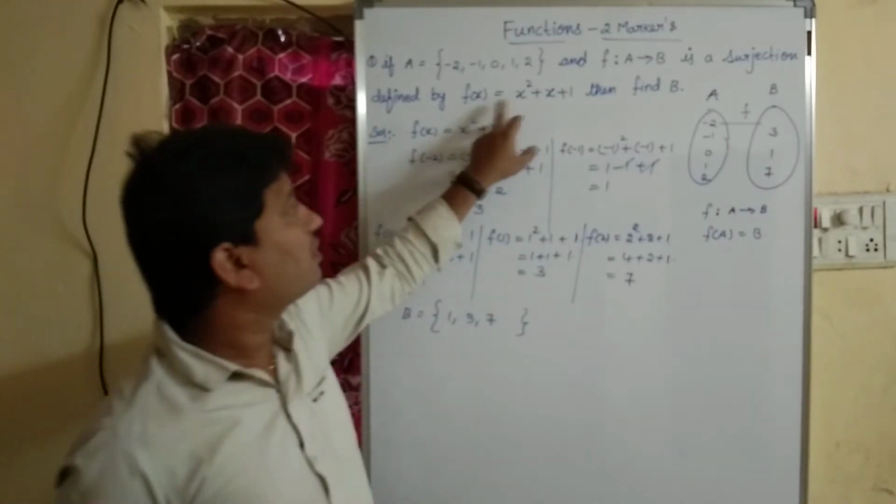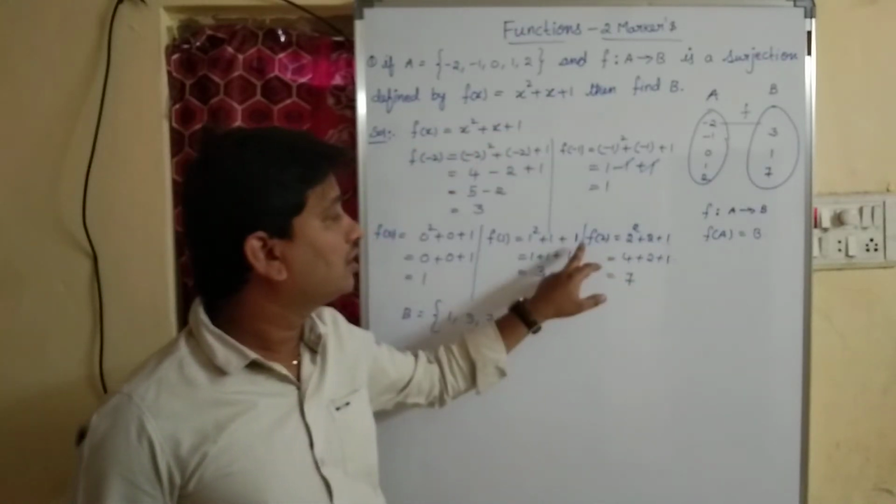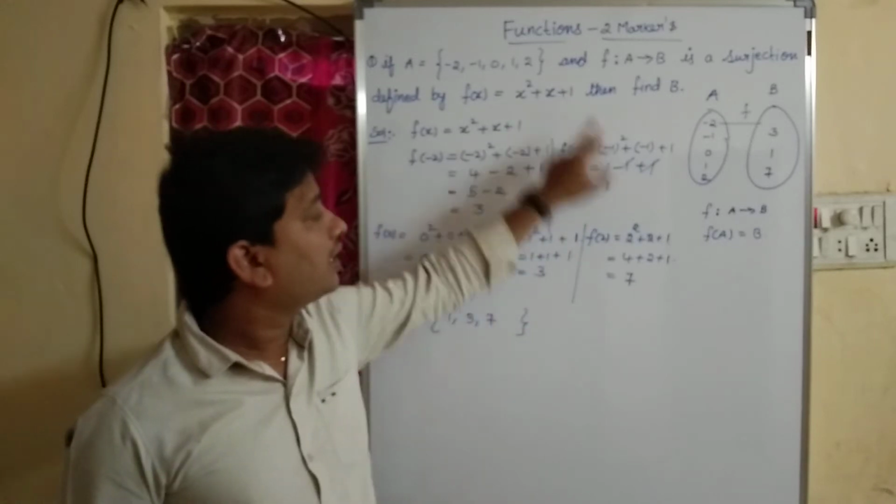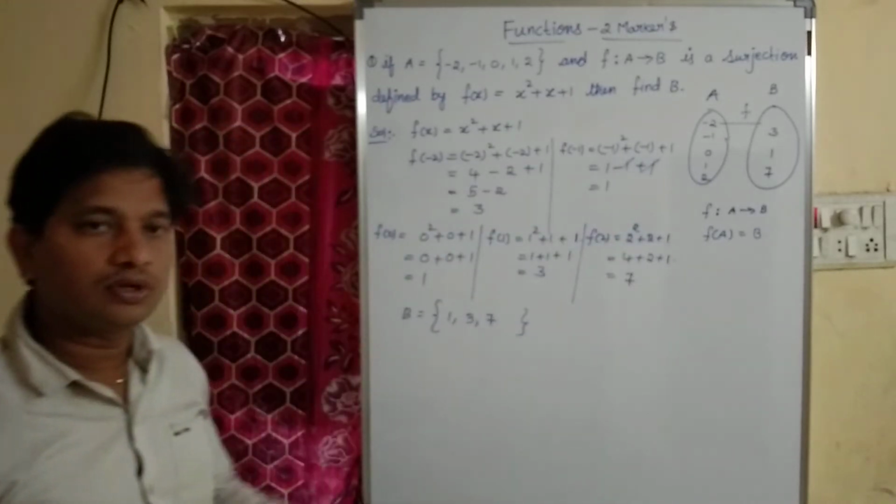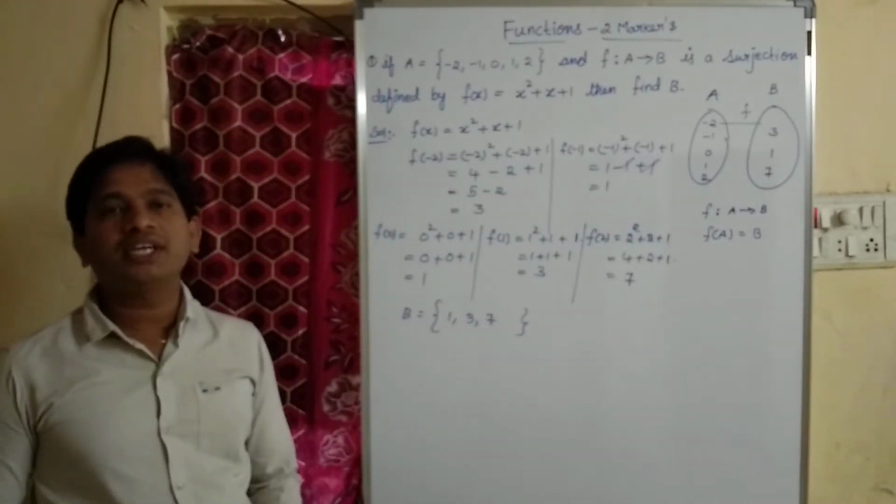As the question is f(x) = x square plus x plus 1, so here we have to write 1, and here also we have to write 1. Okay. So the values are 1, 3, 7.